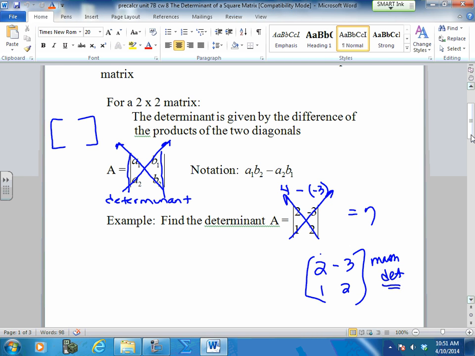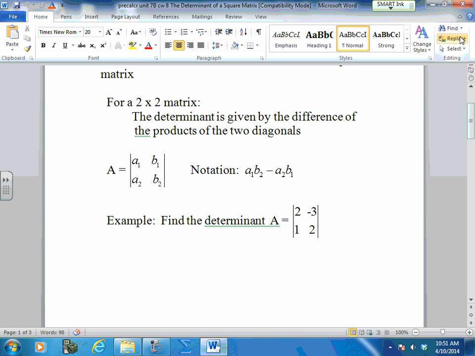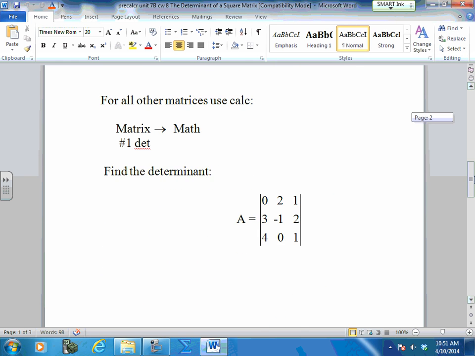Okay, so that's how we find a determinant. Now, on a 3 by 3, we're just going to put this in your calculator. The routine for a 3 by 3 is very different and is very involved. So anything larger than a 2 by 2, we put in your calculator and we let your calculator do it for us. So you're going to put this in a matrix and then go to Math, Determinant, and find me your determinant for this one.